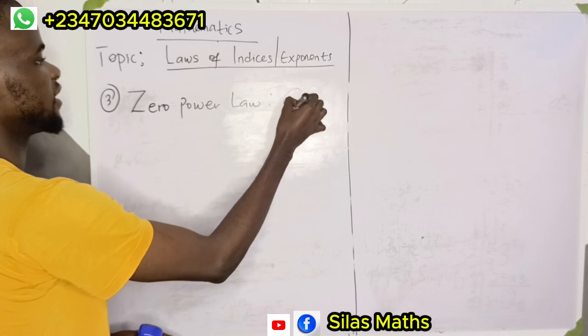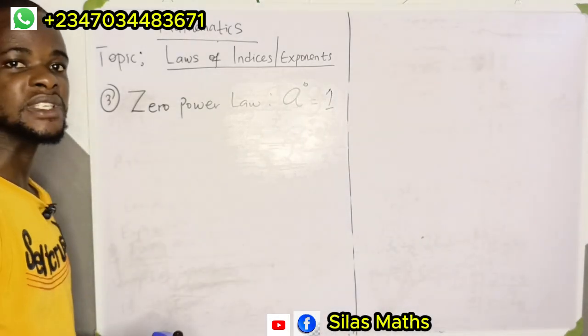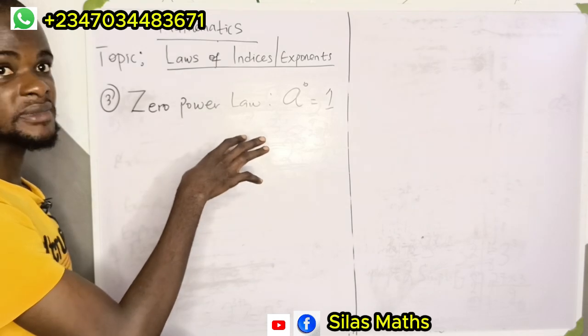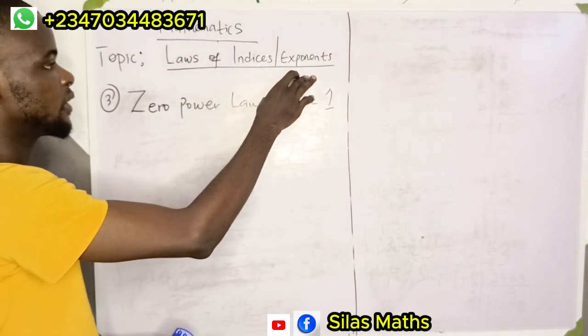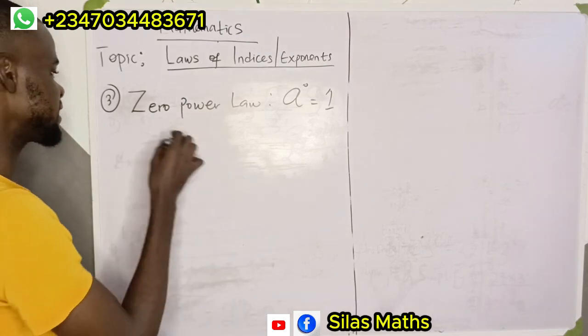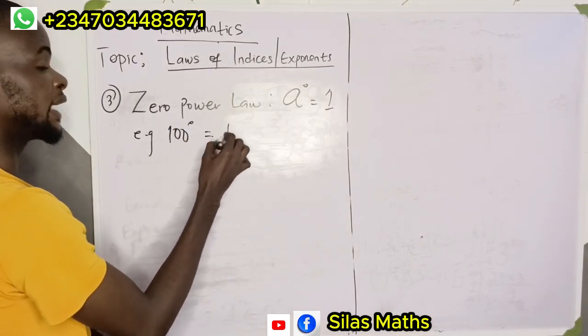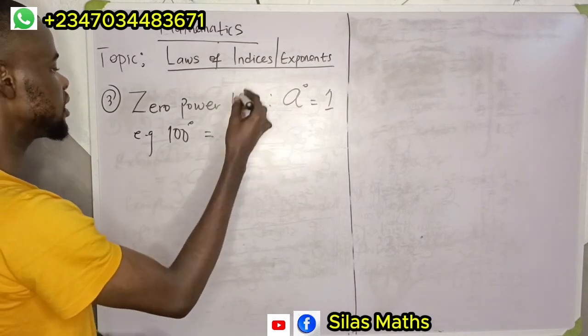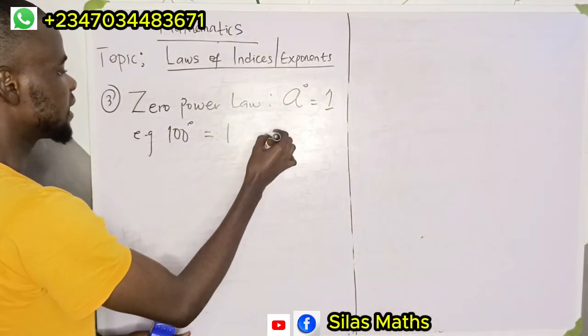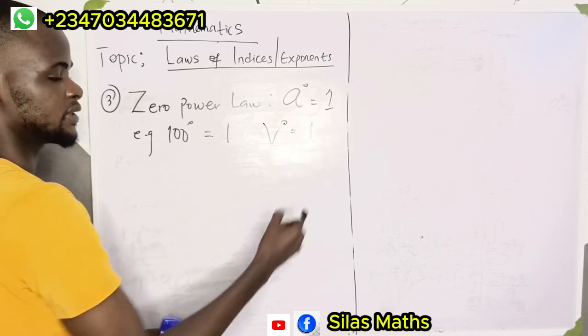Let's say we have a to the power of 0, that will give us 1. That's simple. So anytime we are dealing with expressions or simplifying problems and we get to a point where that number or variable is raised to power 0, the value will give us 1. This simply means that 100 to the power of 0 is equal to 1. Any number at all, 2 million, 3 million to the power of 0, v to the power of 0 is equal to 1. That is what it means.